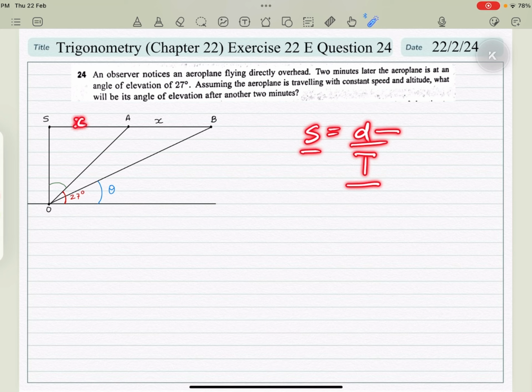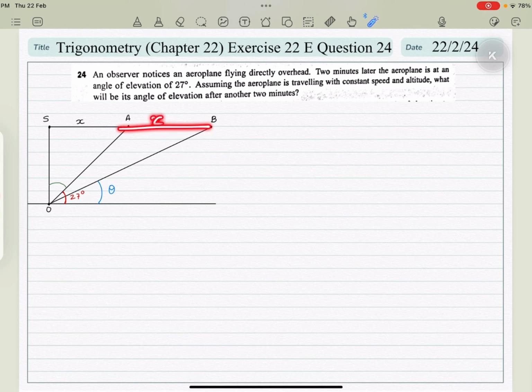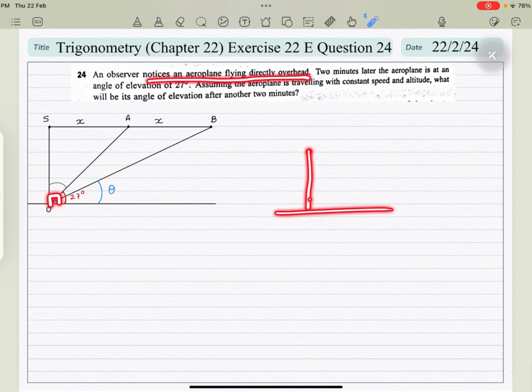So if we consider that the airplane travels a distance x in the first 2 minutes, it would also travel a distance of x in the next 2 minutes. The angle of elevation from the first position is 27 degrees, and the angle of elevation from the second position is theta. Now, this is 90 degrees because they have said the observer notices a plane directly overhead, so it's all the way 90 degrees from the ground. So if this is 90 degrees and this is 27, then this is equal to 63. We'll write here that this angle is equal to 63 degrees.